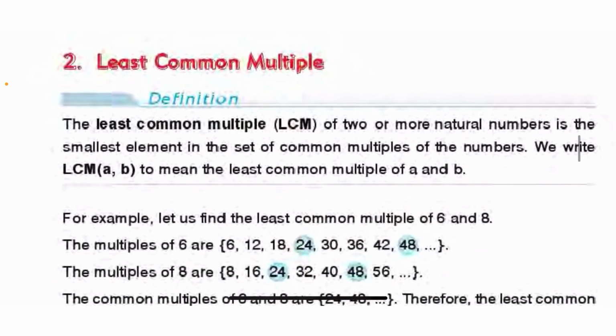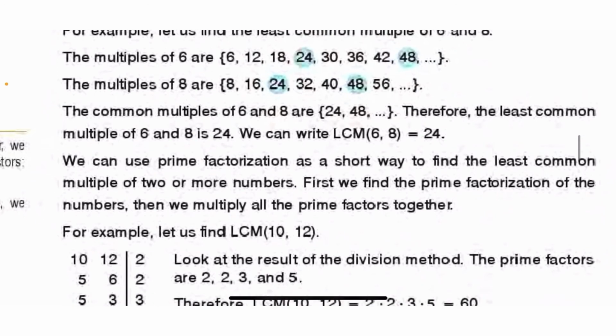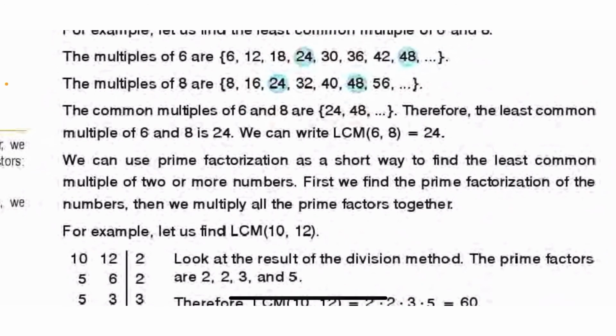Now, what is the least common multiple? The LCM of two or more natural numbers is the smallest element in the set of common multiples of the numbers. So we pick the least number, the smallest number. For example, the common multiples of 6 and 8 are 24, 48, and some other numbers too. We can write LCM of 6 and 8 equals 24.